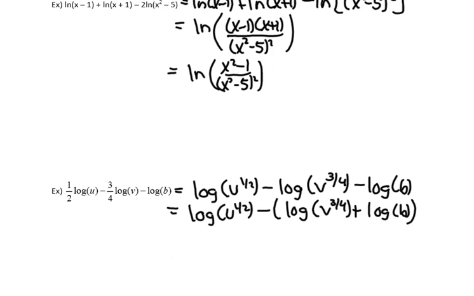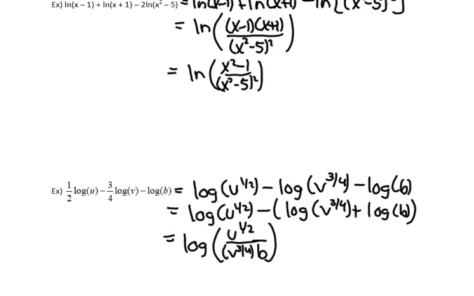By doing this, I now have one subtraction, meaning that I will only have one fraction for this. So again, very easy to write from here. And you really don't need the parentheses around v to the 3/4 power, but I did place them here. So now I've rewritten that as one log.